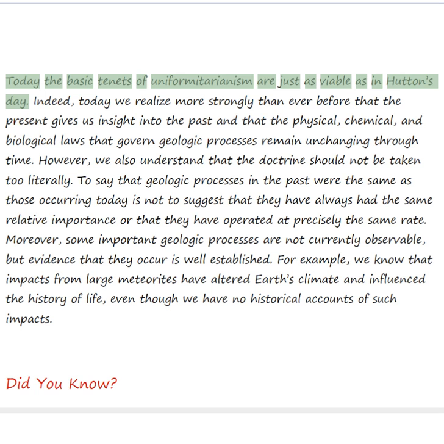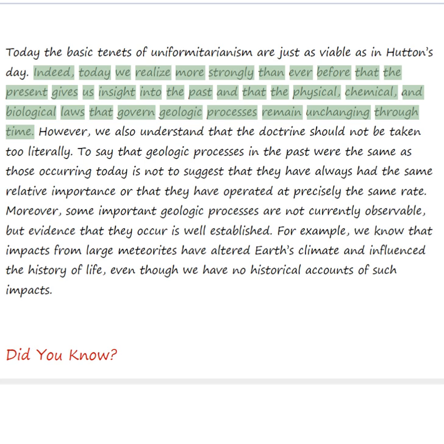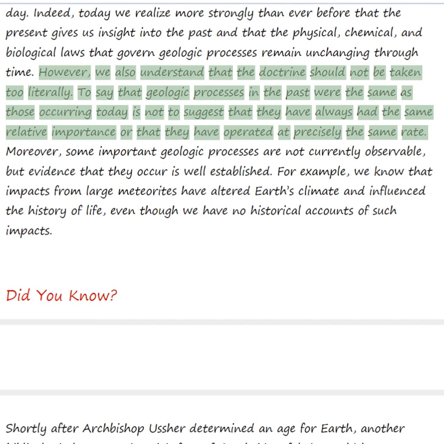Geology today. Today the basic tenets of uniformitarianism are just as viable as in Hutton's day. Indeed, today we realize more strongly than ever before that the present gives us insight into the past and that the physical, chemical, and biological laws that govern geologic processes remain unchanging through time. However, we also understand that the doctrine should not be taken too literally. To say that geologic processes in the past were the same as those occurring today is not to suggest that they have always had the same relative importance or that they have operated at precisely the same rate.